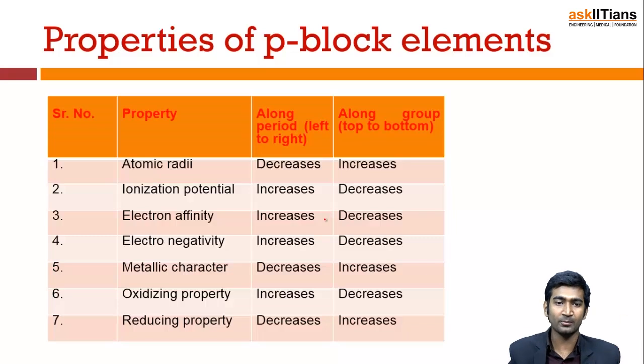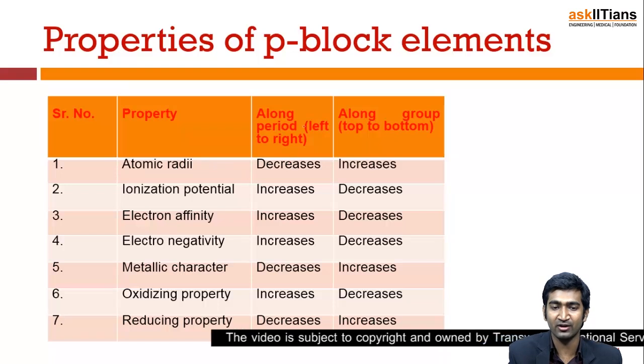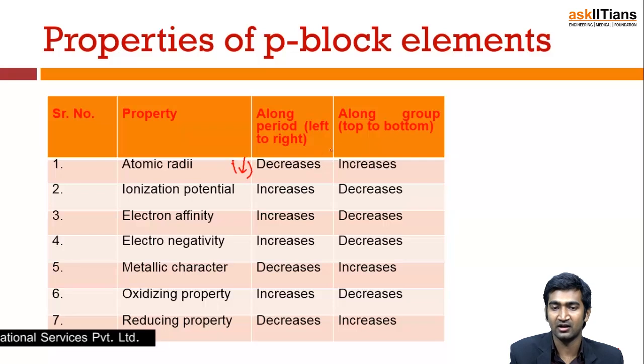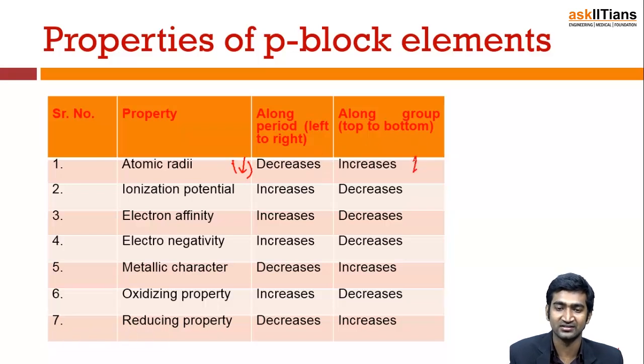Now let's conclude the whole properties of p block elements. Atomic radii, if I go along left to right, will decrease, and top to bottom obviously will increase. Similarly, here you can see ionization potential. If I go along the period left to right, it will increase, because more electrons are present in the valence shell and I have to provide more energy to remove those electrons. But if I go from top to bottom, then a new shell is getting added, due to which it decreases. Similarly is the case of electron affinity.